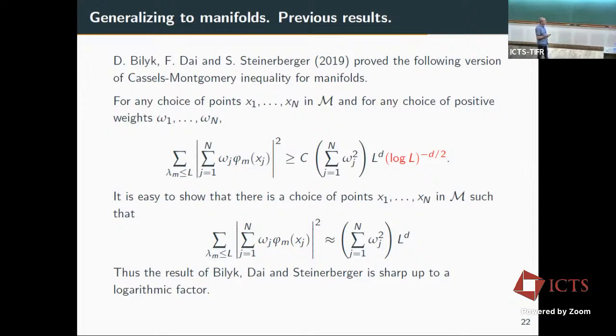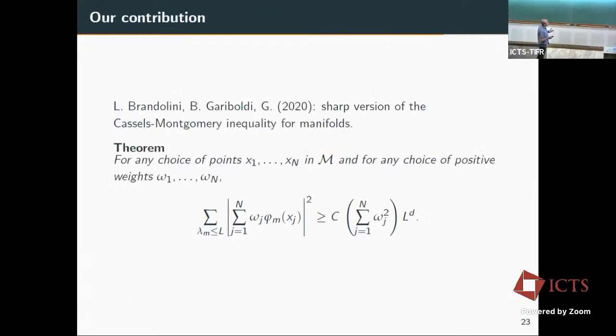Okay. So as Alex Iosevich always loves to say, when you prove such a result, you say, well, I have a sharp result up to logarithmic transgression. When you remove the logarithm, you say you have a dramatic improvement. So our dramatic improvement is that we remove the logarithm. Okay, so we have the sharp Cassels-Montgomery inequality for manifolds. This is joint work with Luca Brandolini, Bianca Gariboldi.